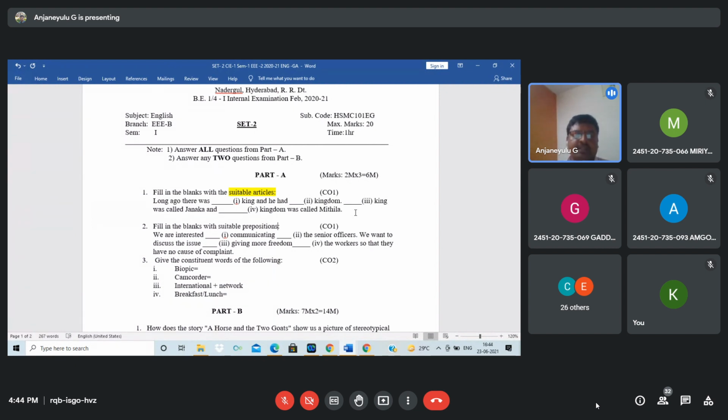a king, there was a king. Like when the same king comes again in that context, in that paragraph, you should use the king. The king was called Janaka. Again, kingdom here has come. Here, what article comes? The. The kingdom was called Mithila.